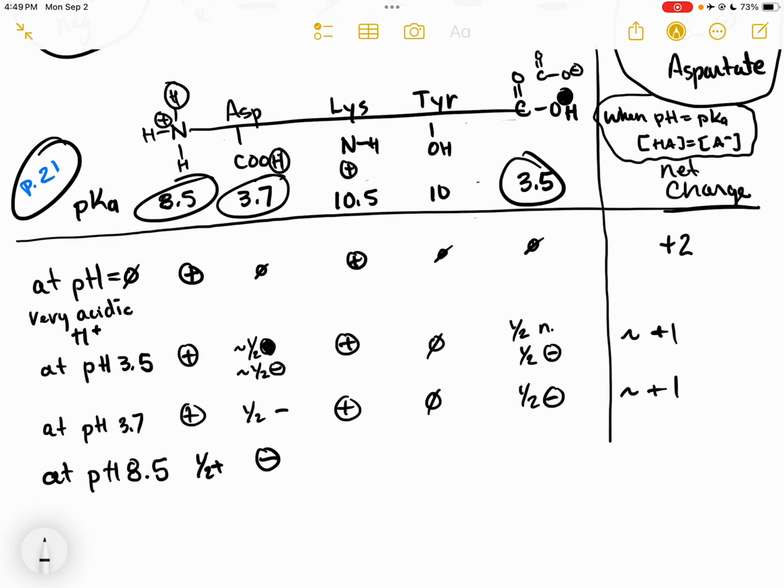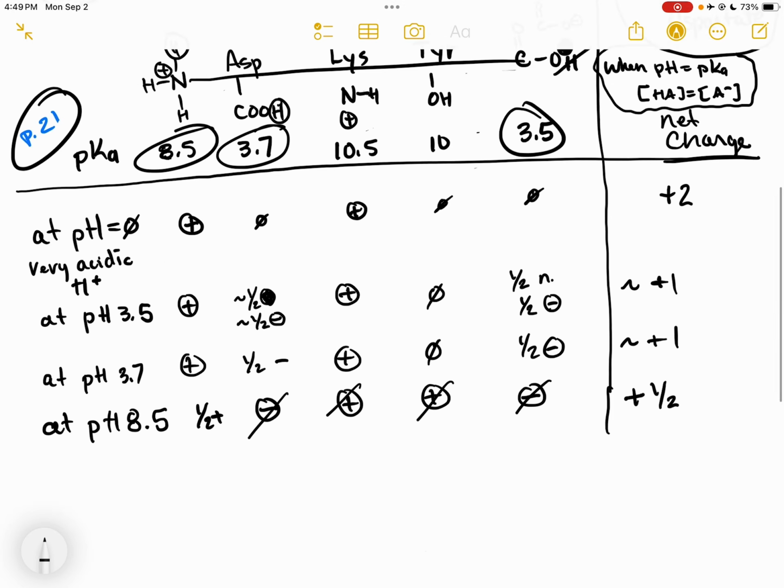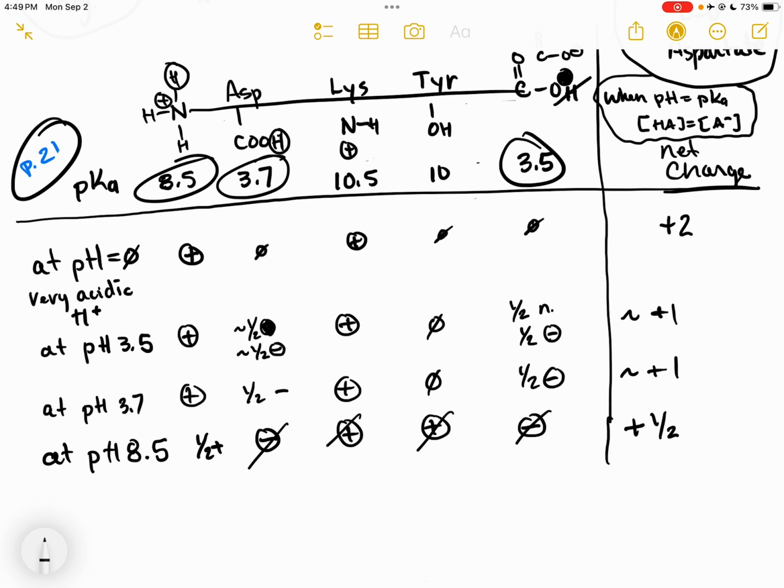Here all of them are going to be negative. Here nothing changes. And at 3.5 to 8.5, there's so much base that all of the H's go, so that'll be a full negative. So now what's the charge? Those two cancel each other, those two cancel each other, and we've got about a +1/2. We're still in the pluses. We need to go up to the next pKa.